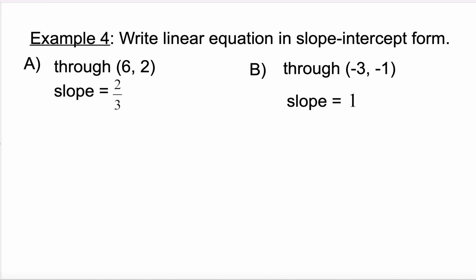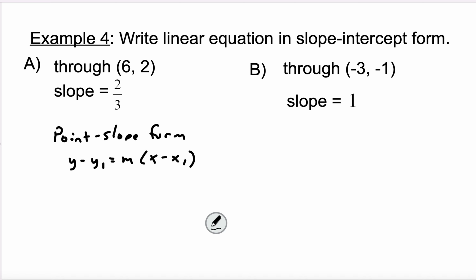So now, given some more information here, we're supposed to write the equation in slope-intercept form. This time we're given a point and we're given the slope. Since we're given the point and the slope, we can use what's called point-slope form. So let me show you what point-slope form is. It is y minus y1 equals m times x minus x1. So here's my point, x1 and y1, and here's my slope. So we can plug everything in there.